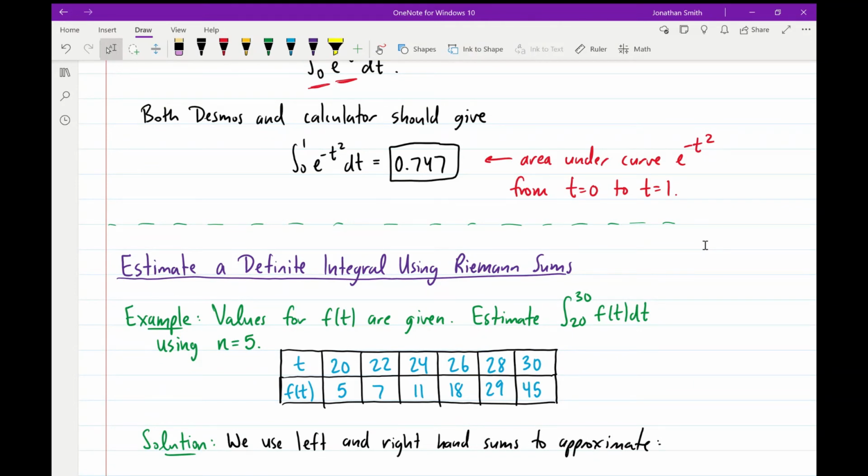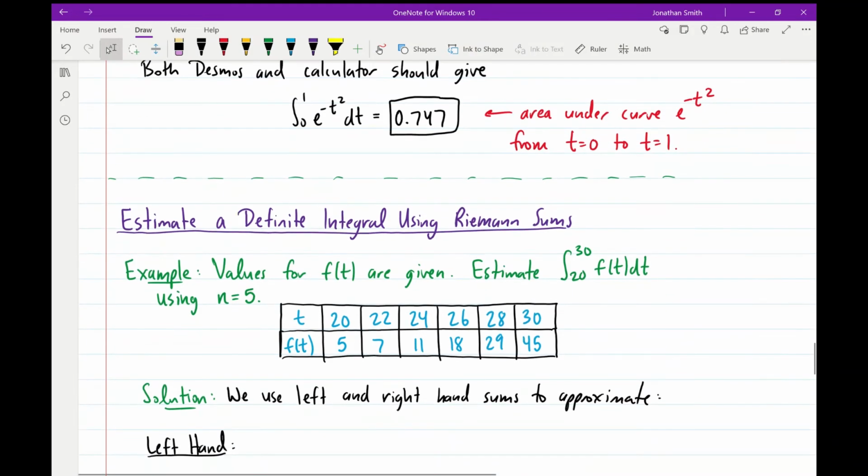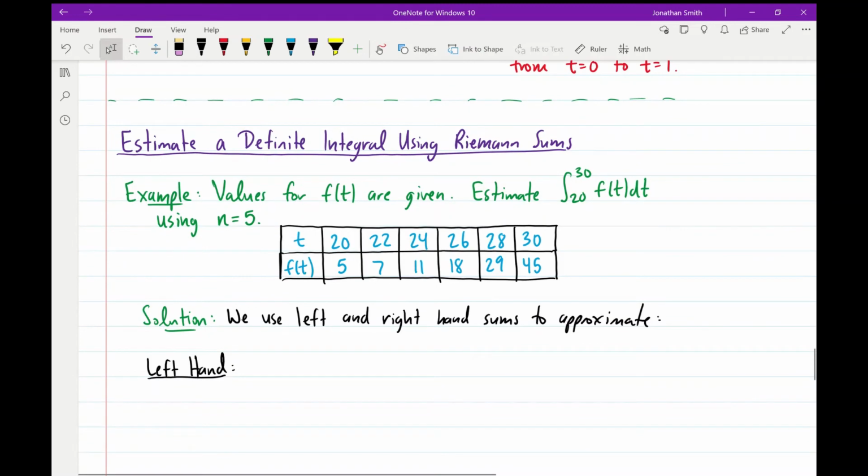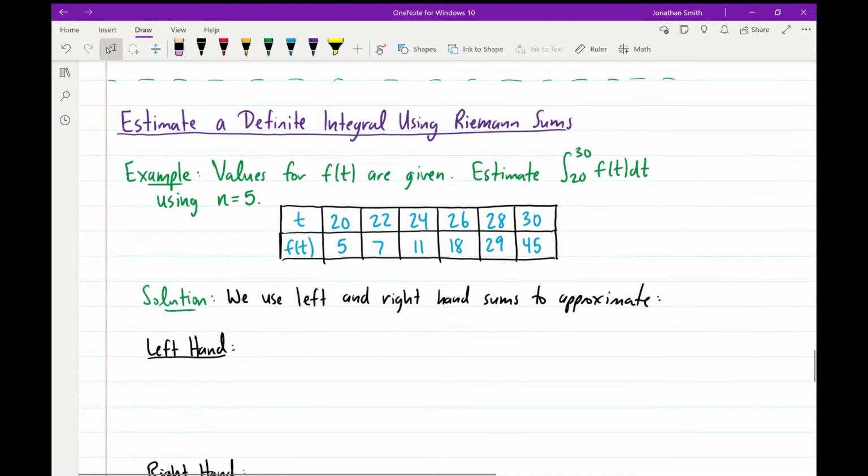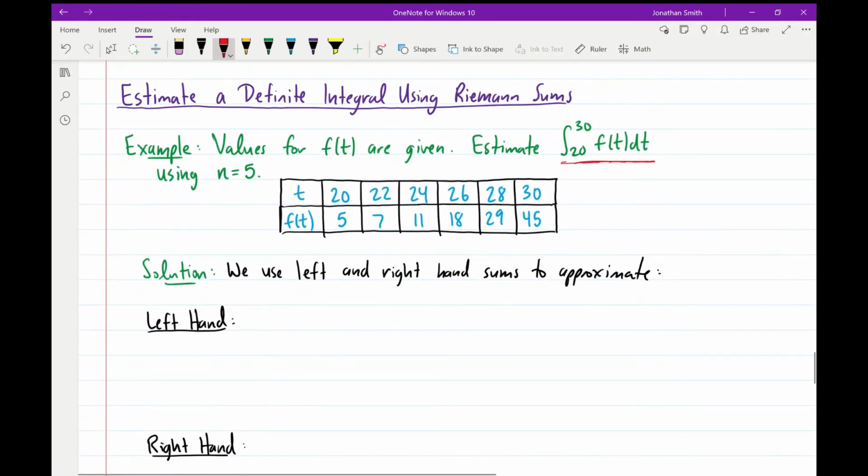Okay, and finally, just a few last examples for you. So remember that we were able to approximate the area under the curve using left-hand sums or right-hand sums. And since we define this definite integral to have that interpretation as the area under a curve, and we'll make this more explicit in the next section, we can also use left-hand sums or right-hand sums to approximate a definite integral that's given to you in the first place.